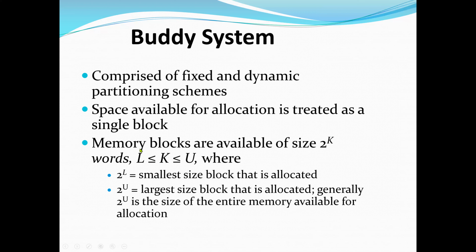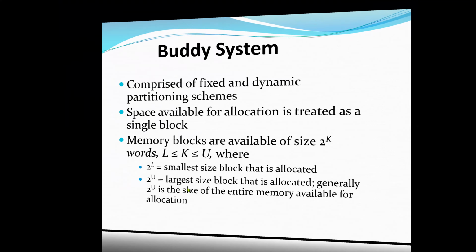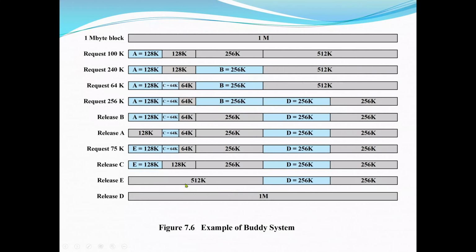So here we say the memory uses a compromise between fixed and dynamic partition schemes, the buddy system. Again, the space available for allocation is treated as a single block. 2 to the power L will be the smallest size block that is allocated, and 2 to the power U will be the largest size block. This is an example of a buddy system.